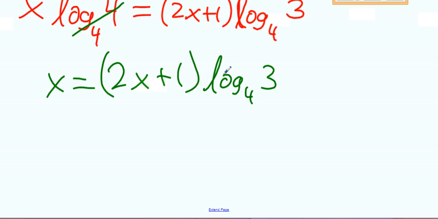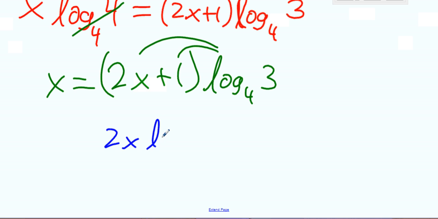So the main thing to remember is that even though this is weird looking, log base 4 of 3, it's a number. We could get that number from our calculator if we wanted it. We just don't want it yet. So we're going to distribute that log base 4 of 3, whatever that number is, we're going to distribute it. So we get 2x log base 4 of 3 plus 1 times log base 4 of 3.